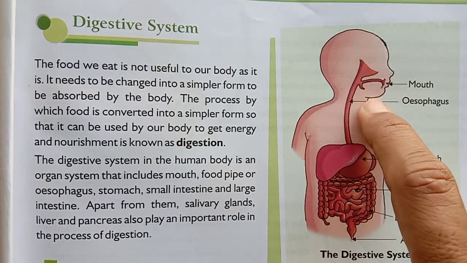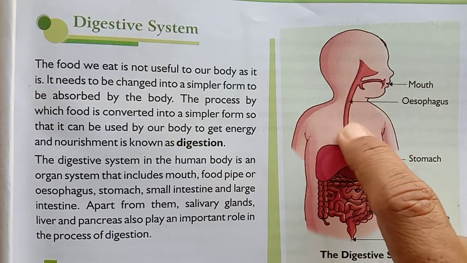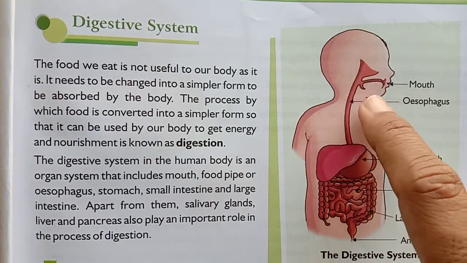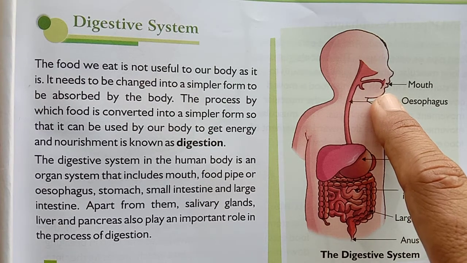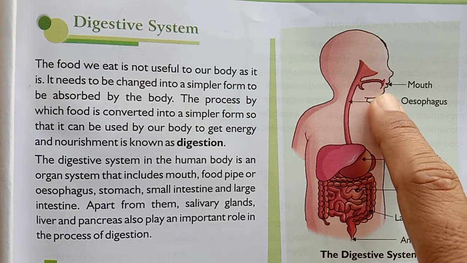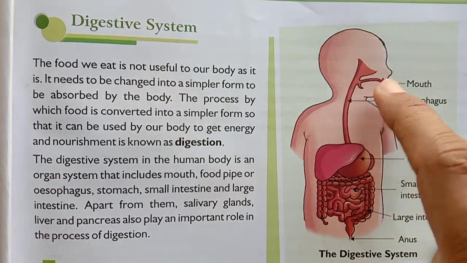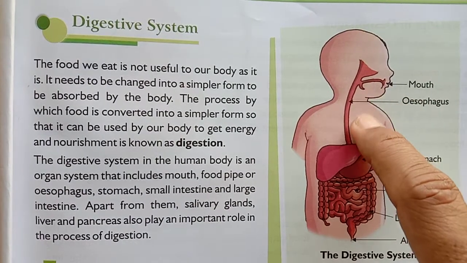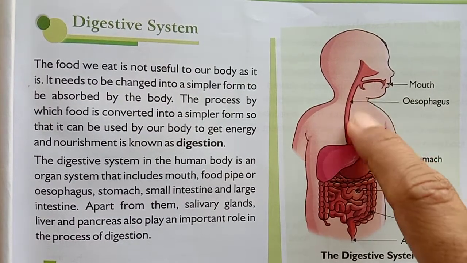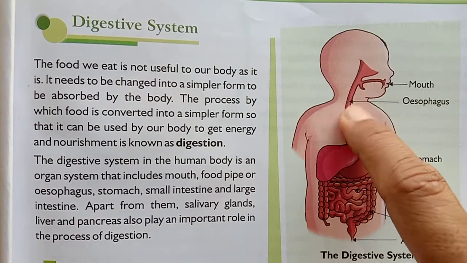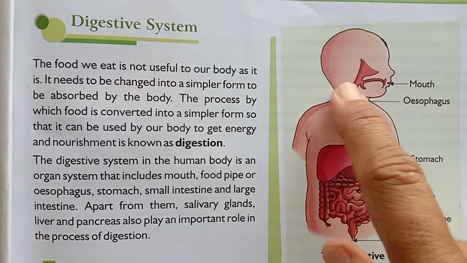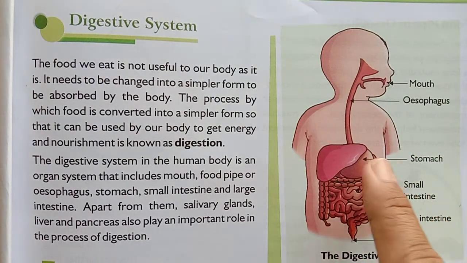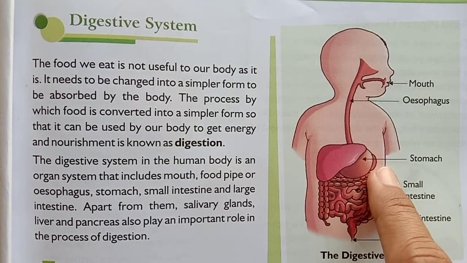Okay, students, and this is the esophagus. With the help of this, the food which we chew in our mouth and swallow, after that swallowing, that food goes through this esophagus to our stomach. And for esophagus, one more word we can say, it is a food pipe. Okay, the food pipe. After that, we can say this is the stomach.